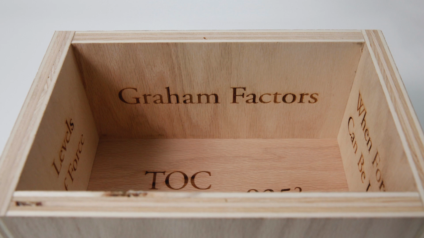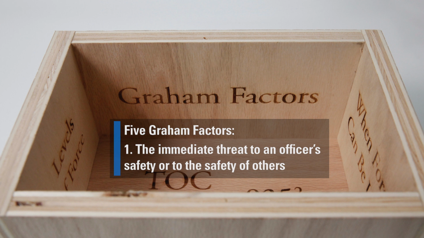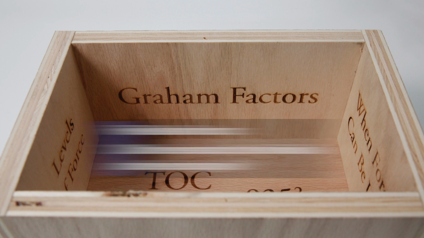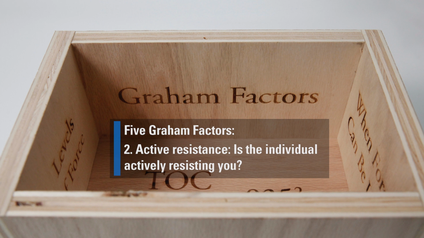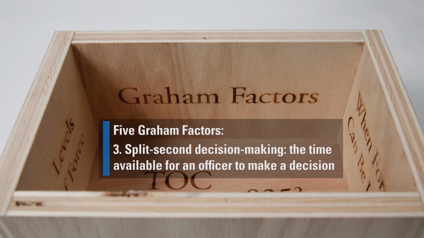In addition, the second 5 in the 835 squared is the Graham factors, right? So the most significant factor in deciding whether an officer's force was, 8 magic words, objectively reasonable under the totality of the circumstances, is the immediate threat to the officer's safety or the safety of others. Right. So the first component of the Graham factors is the immediate threat to the officer's safety or the safety of others. The second component is active resistance. Is the individual actively resisting you? The third component is, as I like to phrase it, split-second decision making. The time available for the officer to make a decision, which we all know is critical.